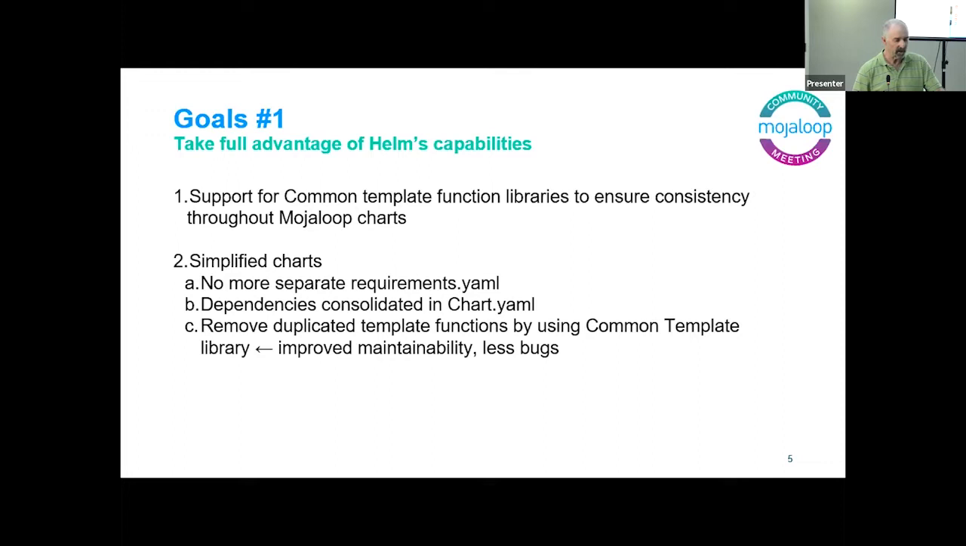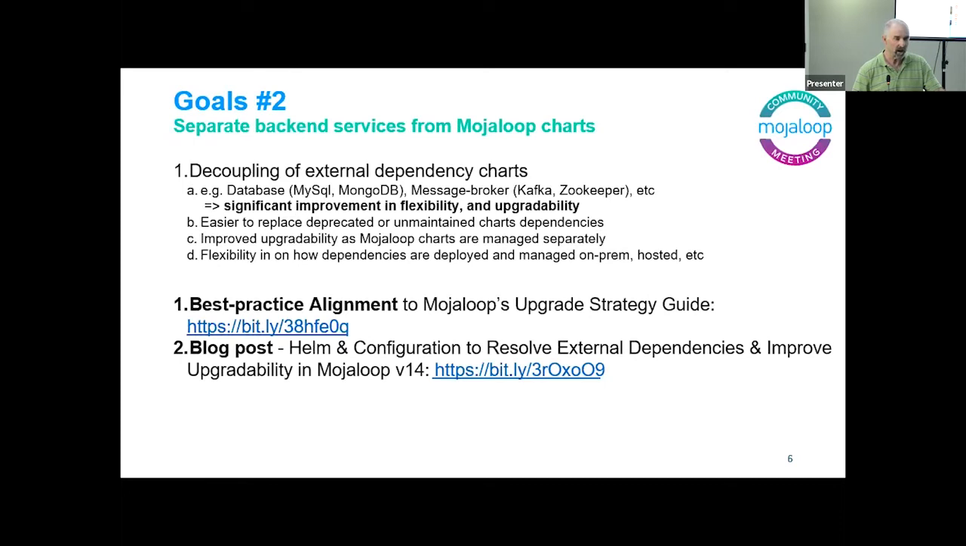And simplified charts. The chart dependencies are now modeled differently with Helm 3. It's done with directory structure rather than the requirements.yaml. And we've removed a lot of duplication, again, by centralizing some of the libraries and chart configuration.